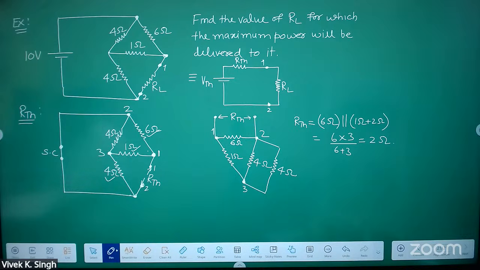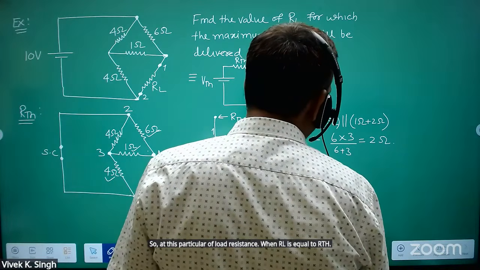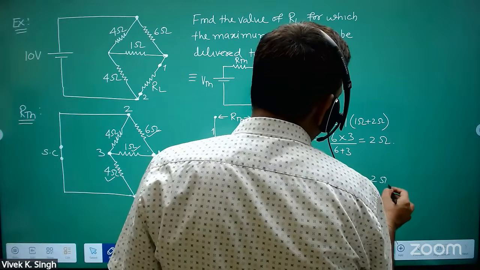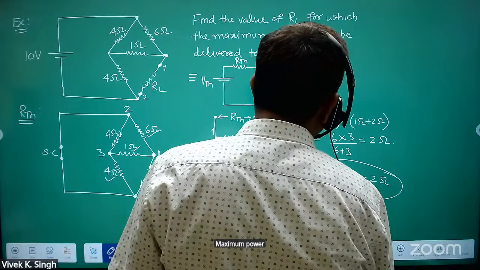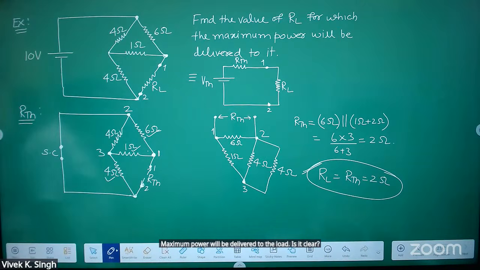So at this particular load resistance, when RL is equal to RTH, maximum power will be delivered to the load. Is it clear? Yes, sir.